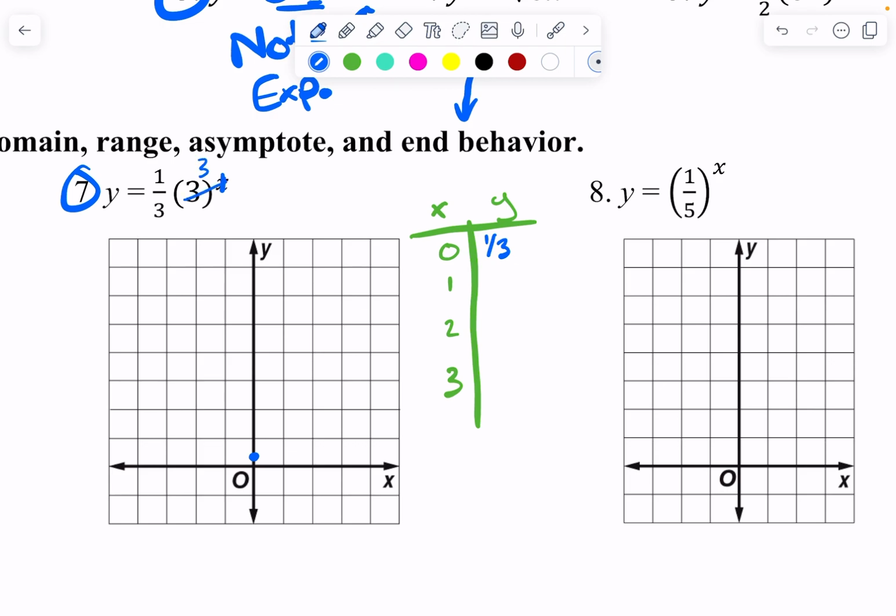So 3 to the first power is 3, and 1/3 of 3 is 1. So 1 is at 1, and right here, okay? Then if I plug 2 in, 3 squared is 9, and 1/3 of 9 is 3. So 2 is up here at 3, and there's that point, okay?